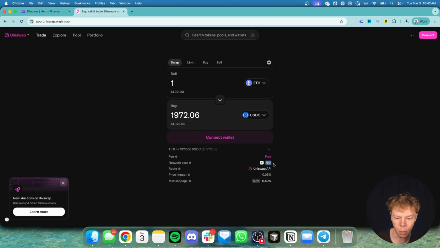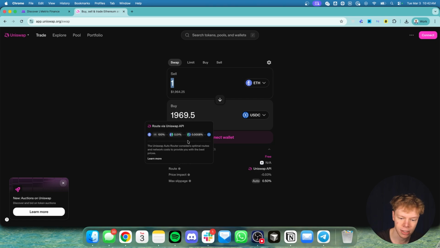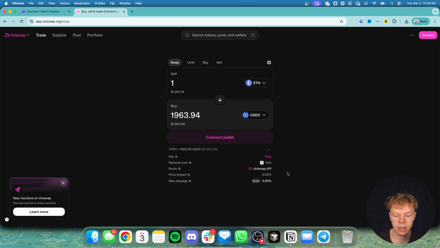Now, if we break this down, we can see the fee over here. We can see the network cost. In this example, there is no network cost. We can see the route that it's going through. In this case, it's going through the Uniswap API, which routes us through a V4 liquidity pool where it trades Ethereum for wrapped Ethereum. Then it trades that wrapped Ethereum for USDT and trades that USDT for USDC. And then you can see the price impact, which tells you how much of an impact your trade has on the actual market price of the pool. In other words, how much is it going to push the pool down percentage-wise?